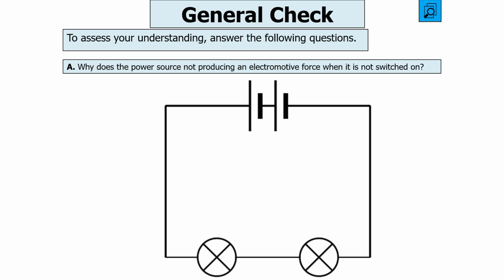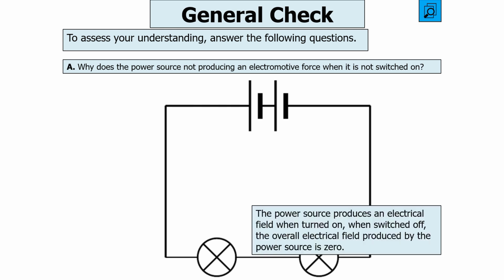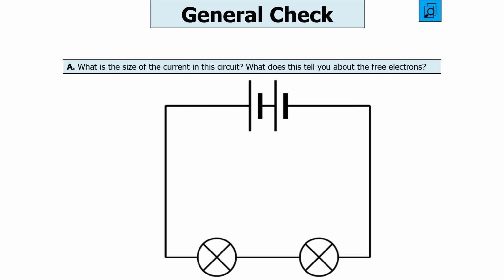The next question: why does the power source not produce an electromotive force when it is not switched on? Pause the video now, then unpause the video when you want to go through your answer. Right, the power source produces an electrical field when it's turned on. So when switched off, the overall electrical field produced by the power source is 0, so you're not going to get an electromotive force.